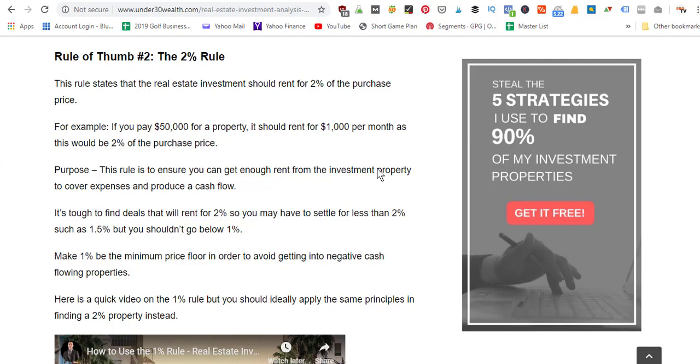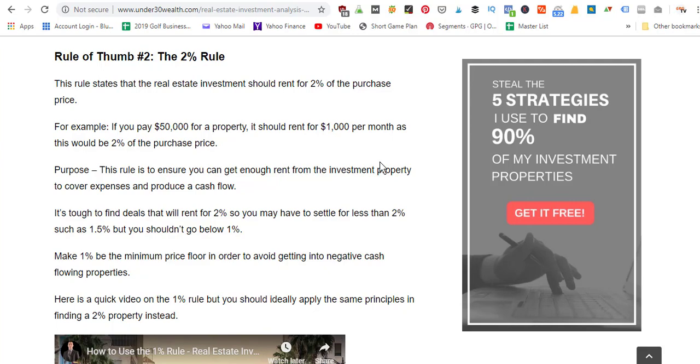So in the example, if you had a $50,000 property for sale, and you're going to run the 2% rule, that means that rents should be about $1,000 a month, as $1,000 would be 2% of that $50,000 property value. So that would be 2% of the purchase price that you're bringing in as monthly rent. That's what this rule is.